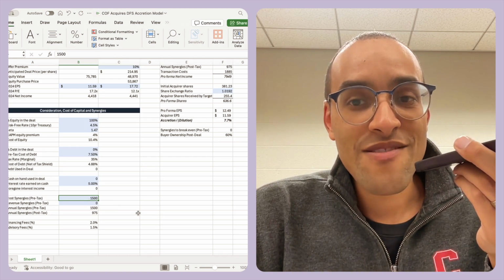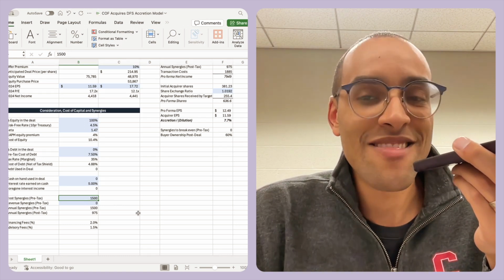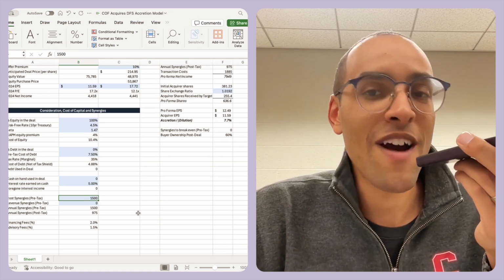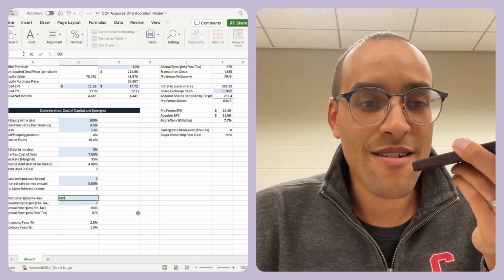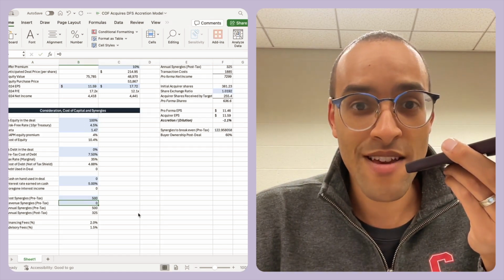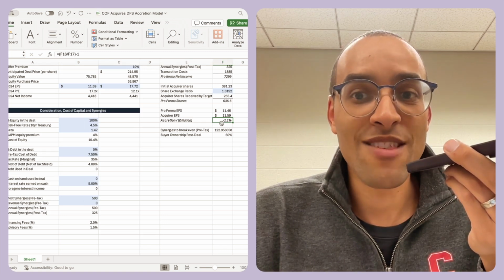And then cost synergies, let's say, you know what? I don't really believe the synergies are that high. I think they're actually pretty low. I think they're actually going to be 500 million instead of 1.5 billion. So if I put 500 million in here as your pre-tax cost synergies, boom, guess what? Now you have a dilutive situation.